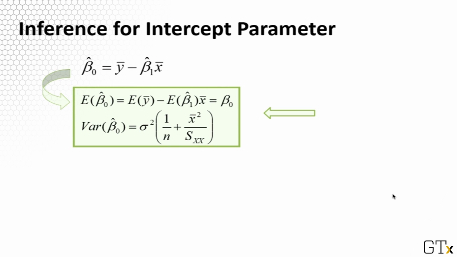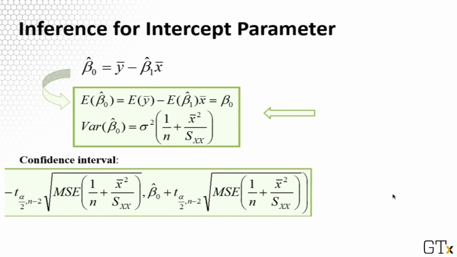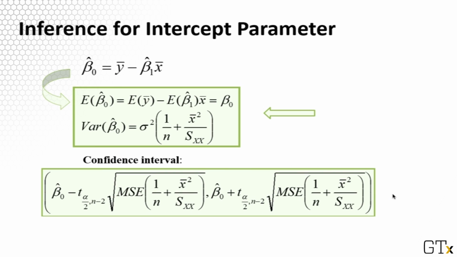With this information, and with the fact that beta 0 hat is a linear combination of normally distributed variables, we can show the sampling distribution is also a t-distribution. Thus, the confidence interval is going to be very similar to the confidence interval for beta 1 hat. It's centered at the estimator beta 0 hat plus or minus the critical point from the t-distribution times the standard error.